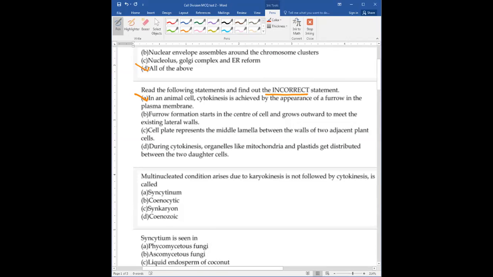Okay, so this is right. Let's try to move on to the second statement. Now, Tanishka, once again, try to tell me. Furrow formation starts.